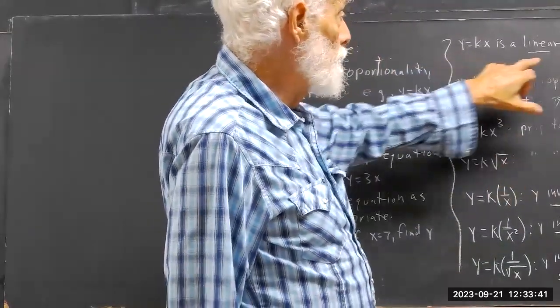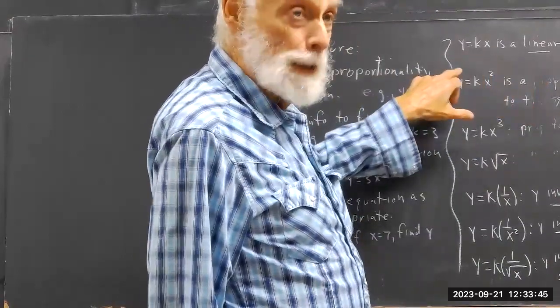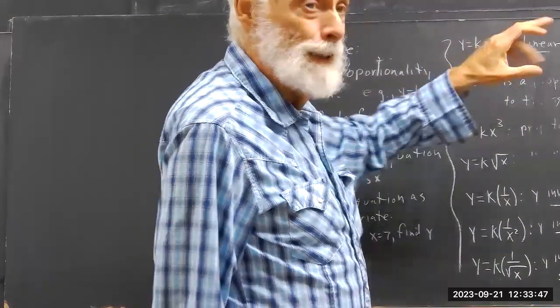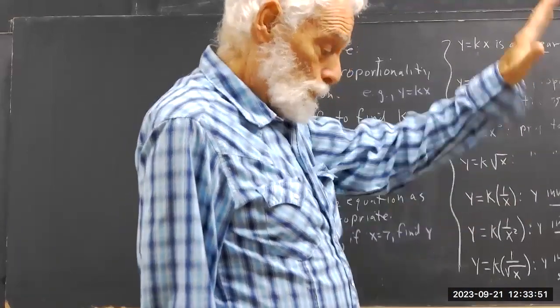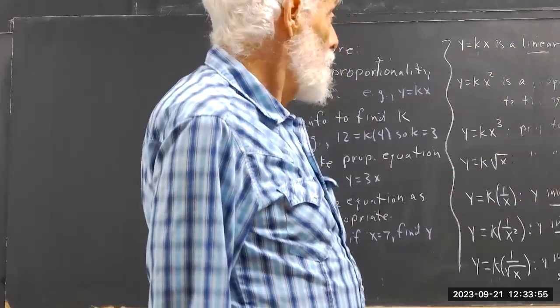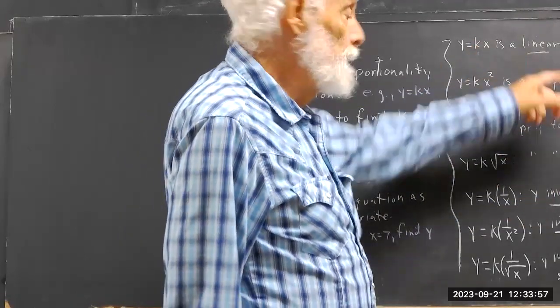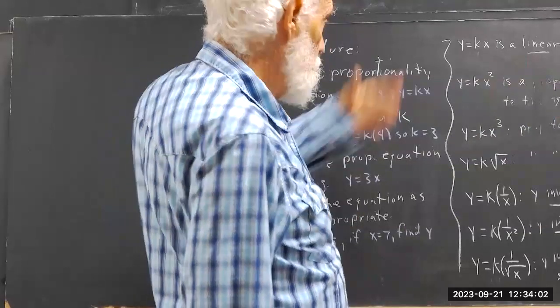y equals kx is called a linear proportionality. It's got a straight line graph, slope of k and y-intercept is 0. Okay, so it's straight through the origin. The slope is whatever k is. Very easy to apply. Now there's a procedure for applying it. I'm not going to talk about that.